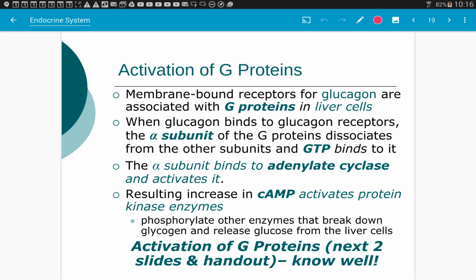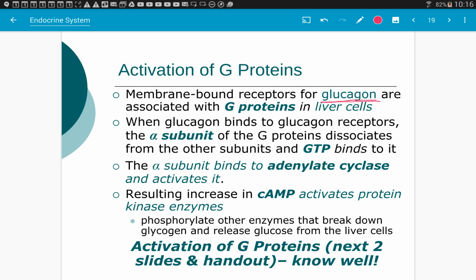Okay, so this is a little bit more about G protein, and this one is using a specific example. The specific example for this activation is glucagon. Glucagon is a very important molecule, and in activating G protein, glucagon has membrane-bound receptors, so that means that the glucagon is either water-soluble or it's large, so it needs a receptor to bind to.